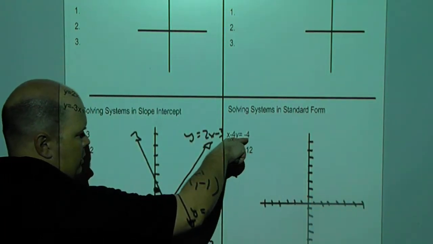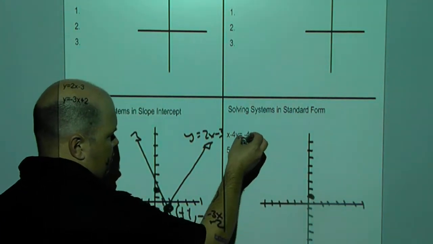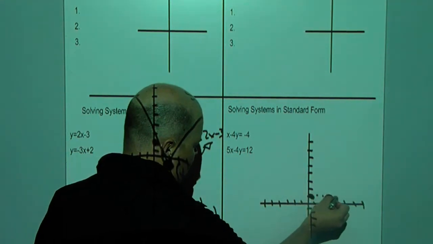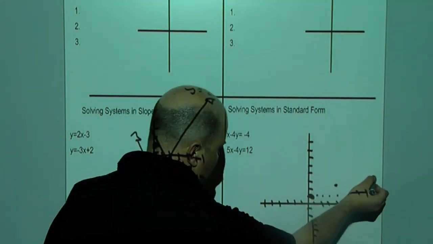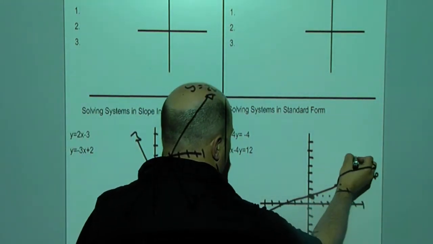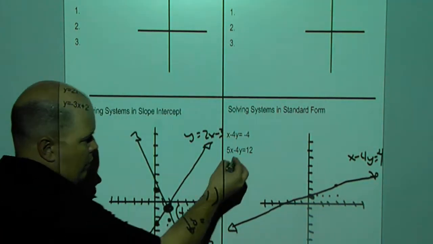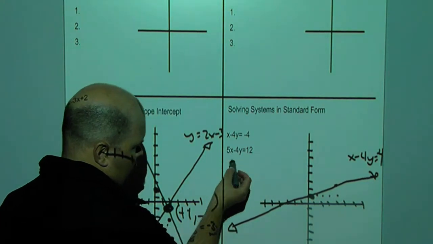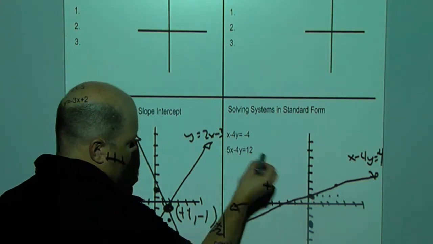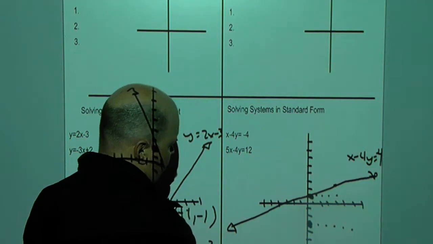So here I'm going to take c over b, which would be positive 1, and it's going to have a slope of 1 over 4 after I put it through. So I'm going to go 4 to the right, 1 up, and I'm going to make that line. This line is represented by x minus 4y equals negative 4. Okay, now for this guy, I'm going to take 12 over negative 4, which is negative 3. And my slope is going to be 5 to the right, and 4 up.